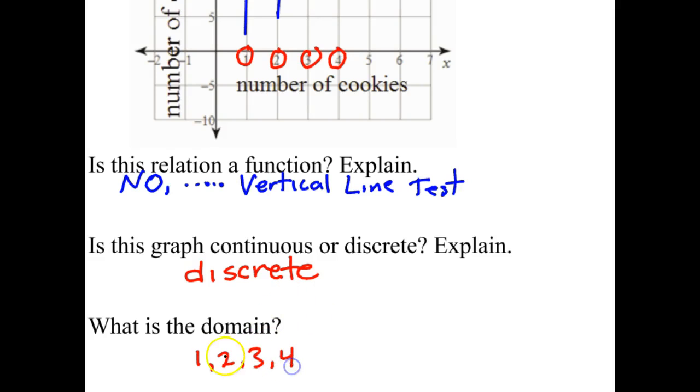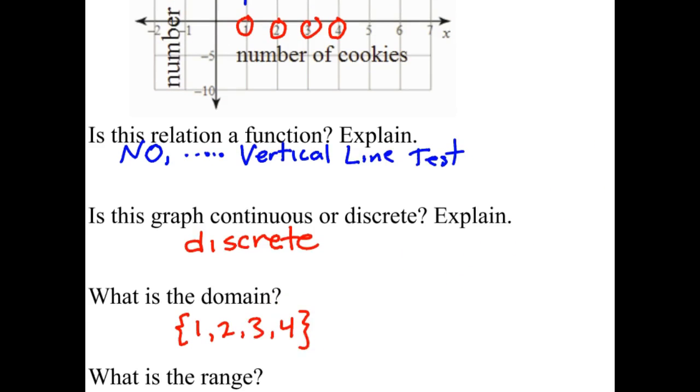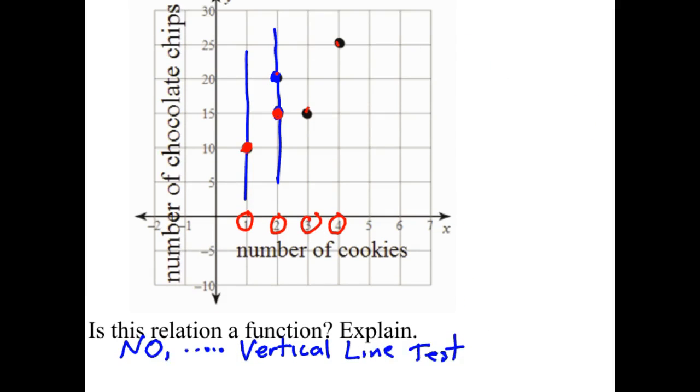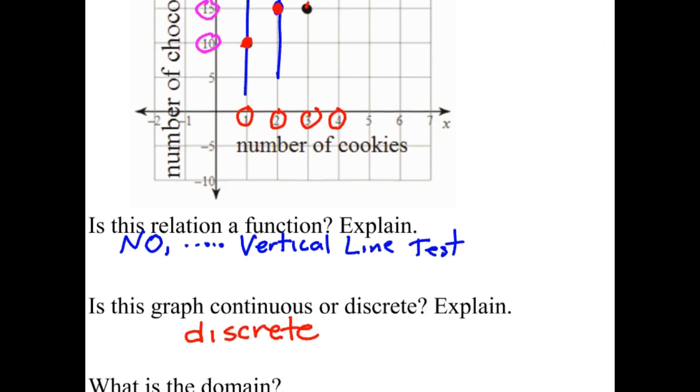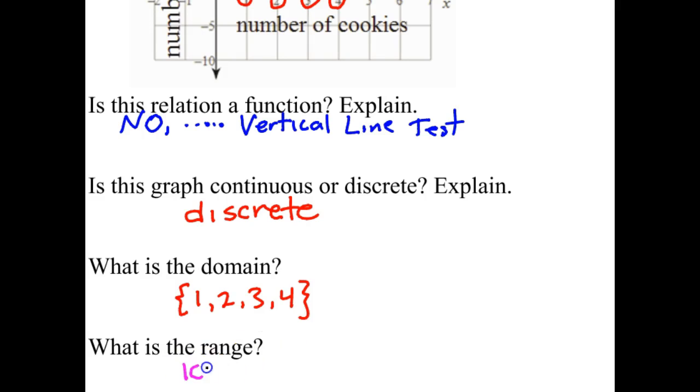We use these braces just like we did on Desmos. Always use those braces. Range, very similar. We have 10, 15, 20, and 25. So just list them: 10, 15, 20, and 25.